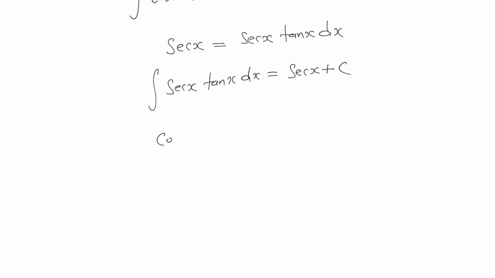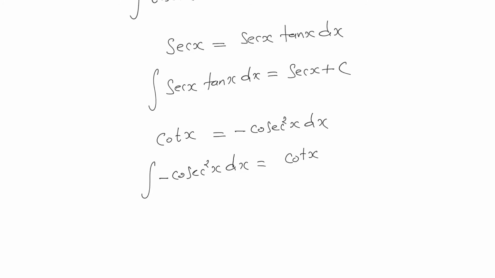Similarly, we know that differentiation of cot x is minus cosec square x dx. That means we can write minus cosec square x dx is equal to cot x. Or you can write this negative sign on the right side, so integration of cosec square x dx is equal to minus cot x plus c.